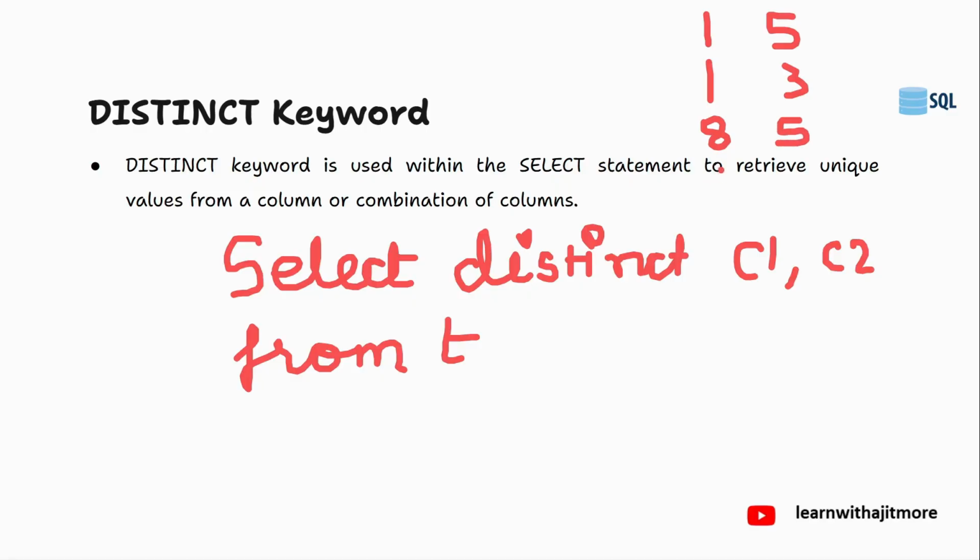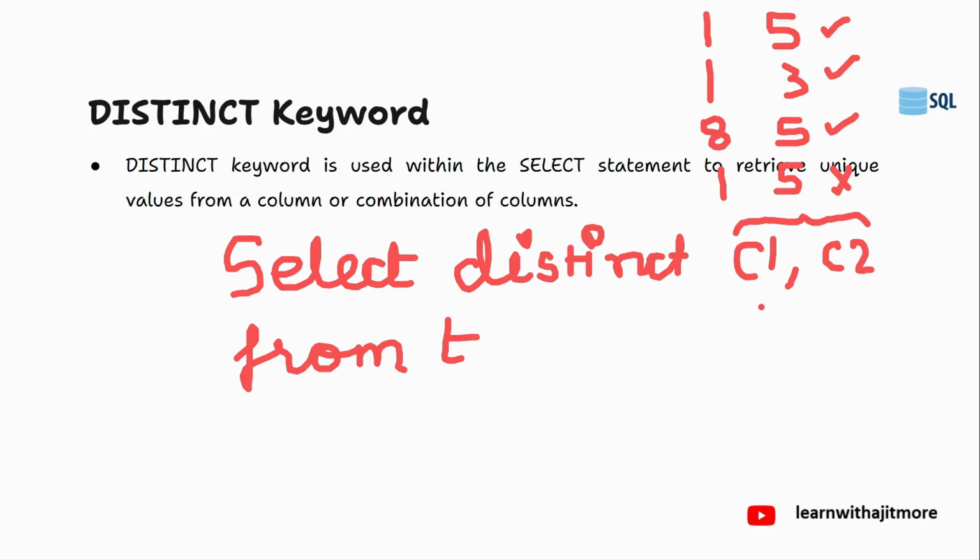Getting? But suppose I'm having 1, 5 again. So when it gives you output, 1, 5 will come, 1, 3 will come, 8, 5 will come, but this 1, 5 won't come again because 1, 5 is already there. Correct? It means it is applying distinct to both. Both means combined, collective distinct, combined distinct.